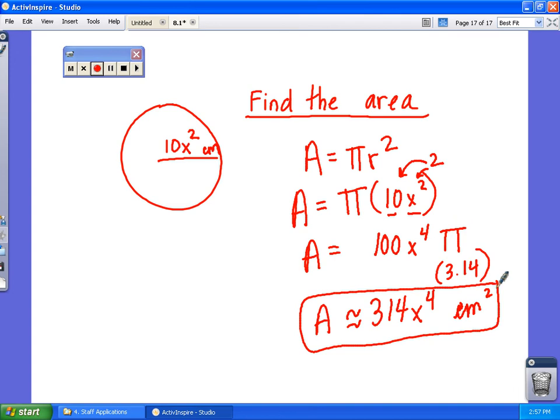And there's our answer. I hope that helps. That's pretty much all the tricks you need to know for 8.1.